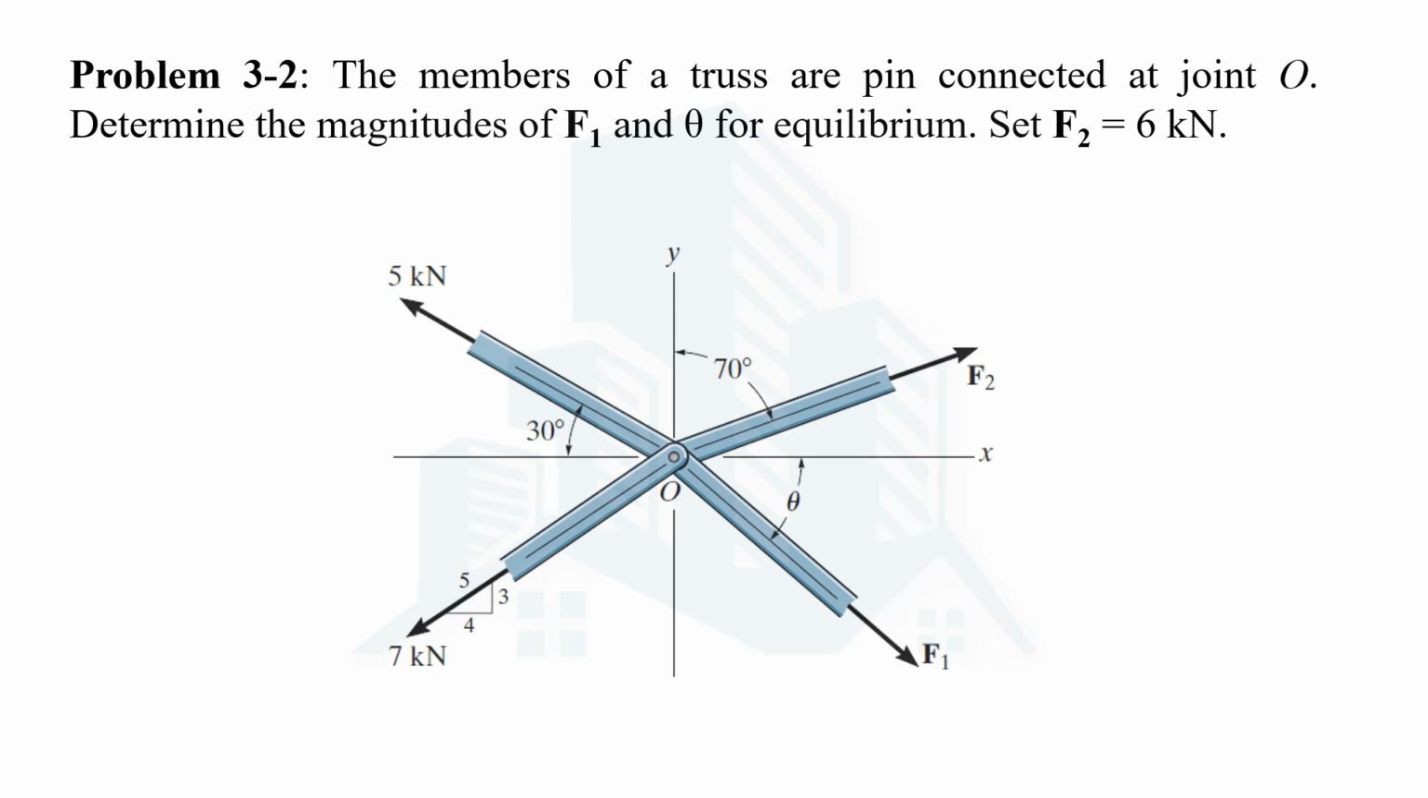Welcome everyone to another video where we are going to solve problem number 2 of third chapter, which is equilibrium of a particle in the book of engineering mechanics, the statics part by R.C. Hibbeler. In this problem we are being asked to determine the magnitude of F1 and the angle which F1 is making with the positive x-axis, theta.